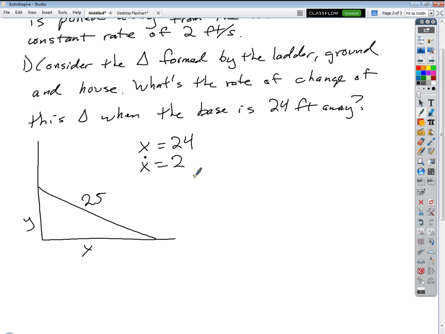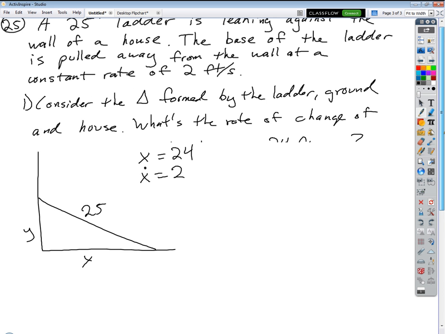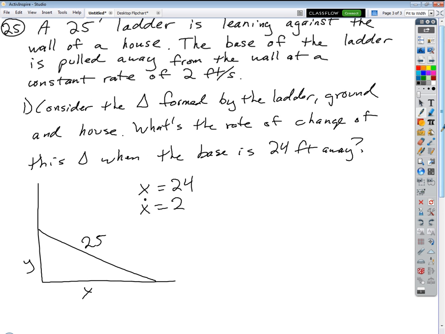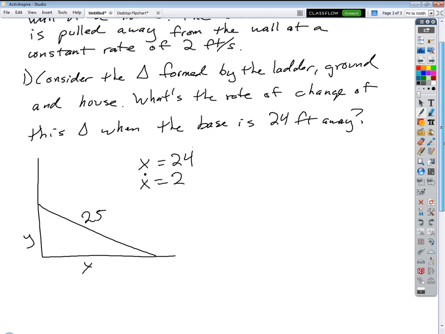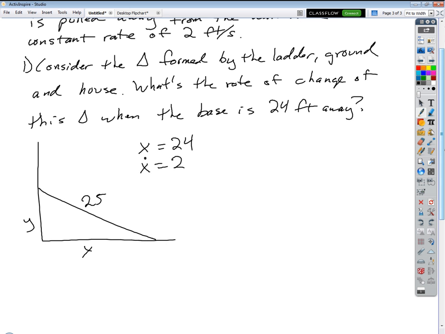And we're looking for, why is x not equal to? Because it's right there. That part was the same as last time. What are we looking for here? It says consider the triangle formed by the ladder, ground, and house. So here's our triangle, right? We want to know what's the rate of change of the area of this triangle. So what are we trying to find?